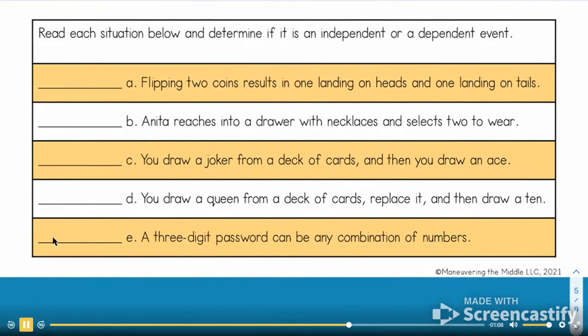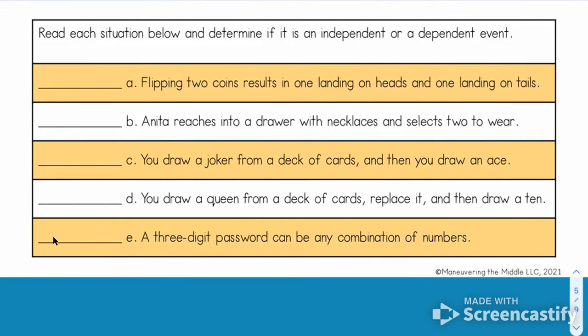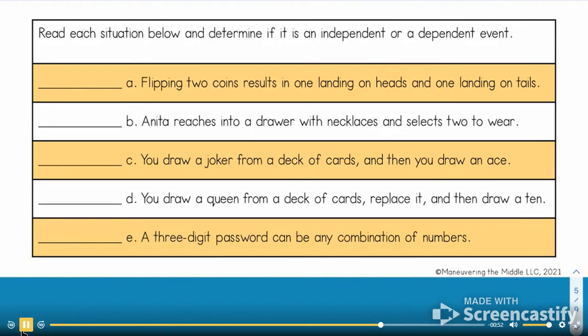Now, if you're following along with your student handout, find this example where we'll read each situation below and determine if it is an independent or a dependent event. So I'm going to work through these highlighted rows with you, and you can fill in the others on your own. A says flipping 2 coins results in 1 landing on heads and 1 landing on tails.